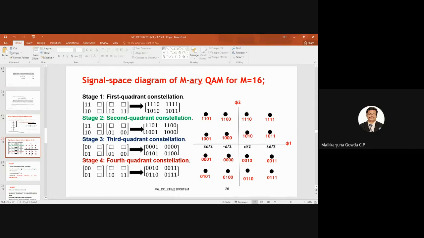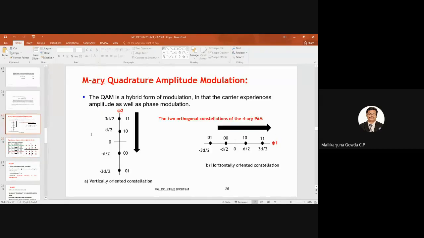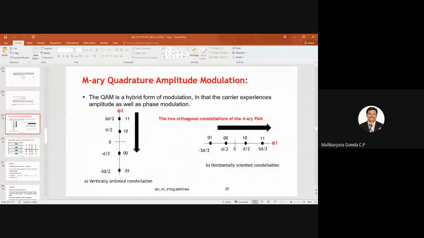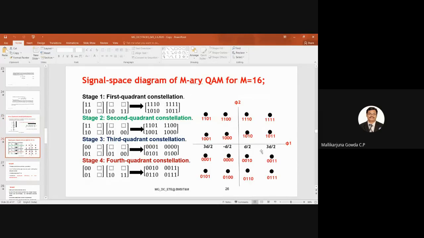So the third quadrant, as I said, 0001 of vertical this one, and then 0100 of this one. Then the fourth quadrant: vertical is the same 0001, then horizontal will be 1011. If you do that, you will be able to get the message points of the fourth quadrant.